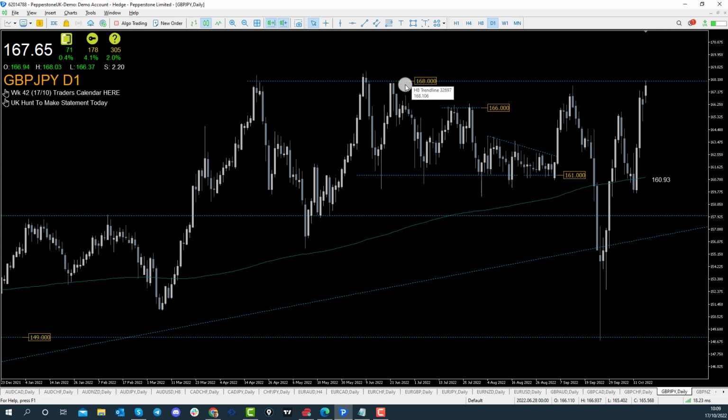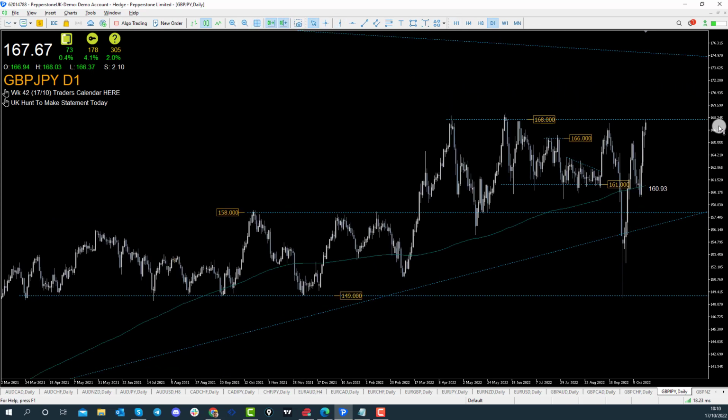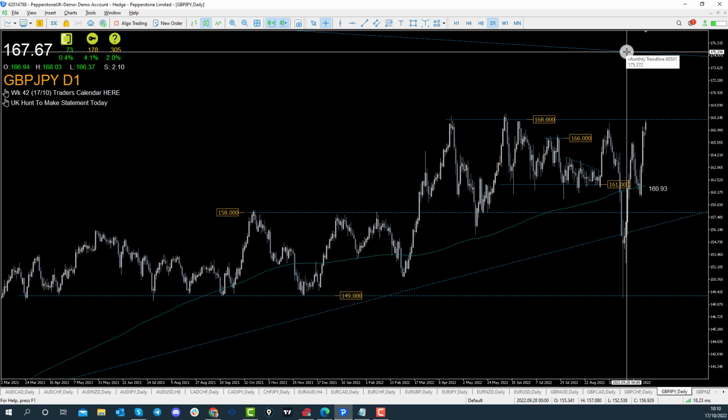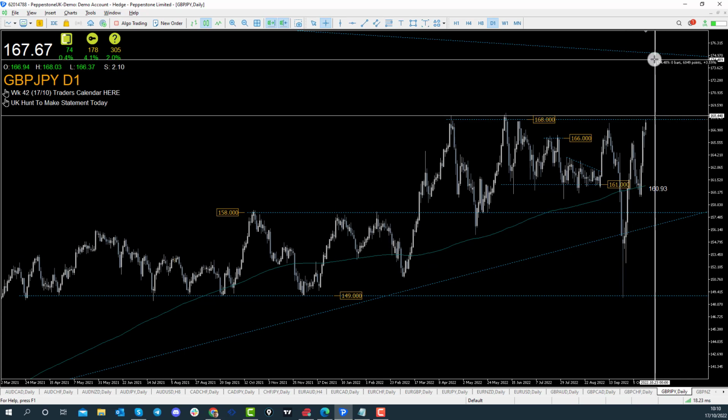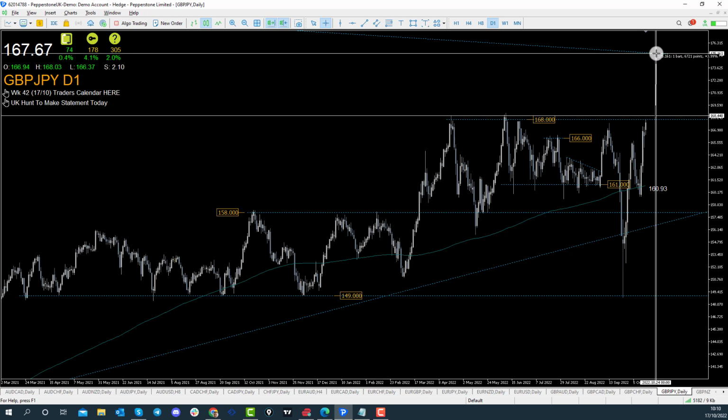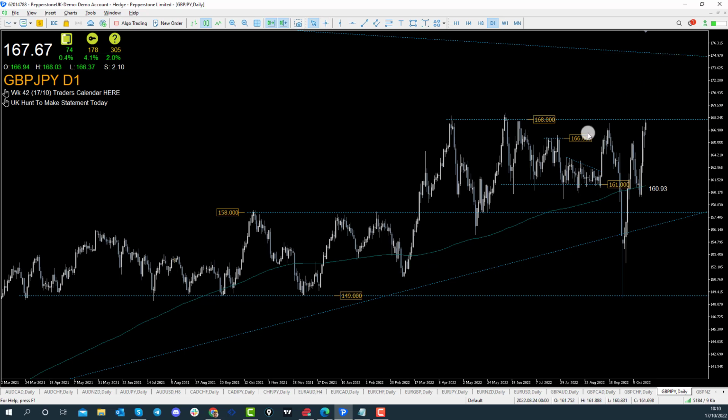But now we're back at this area of interest. Now, if the yen is going to continue to weaken and pound strengthen, then the 168 handle should be broken and we could see further upside in this market. If I just zoom out slightly, you can see that we have a historical trend line up here, which coincides with the 175.50 handle, so that could offer again some significant moves to the upside. But like before, I would just say be a little bit careful.